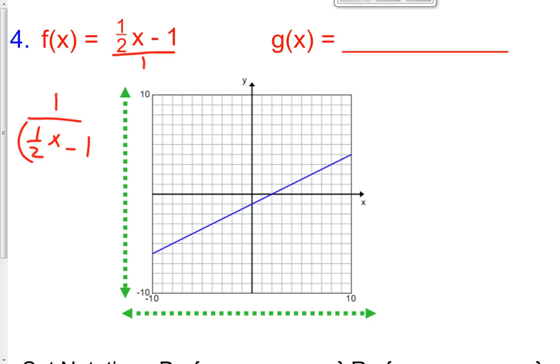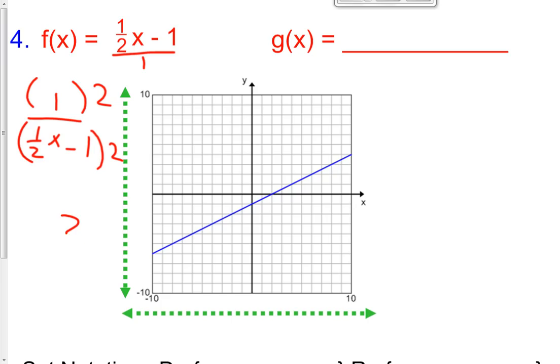So if I multiply this by 2, I would get rid of the fraction of 1/2. And if I do something to the bottom, I have to do it to the top as well to make sure that I don't change the fraction at all. It's still an equivalent fraction. So let's multiply both top and bottom by 2.